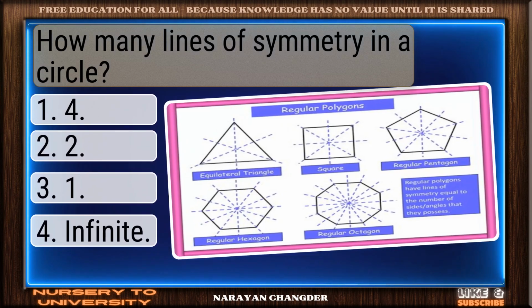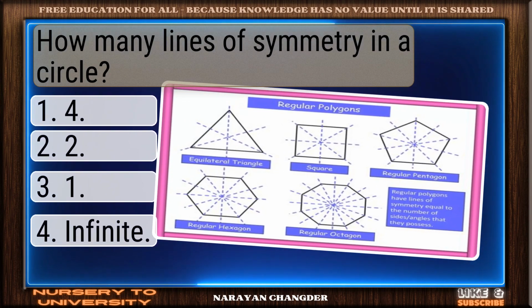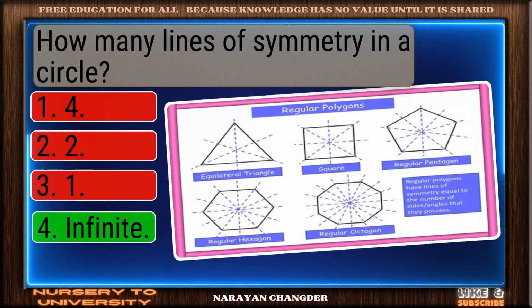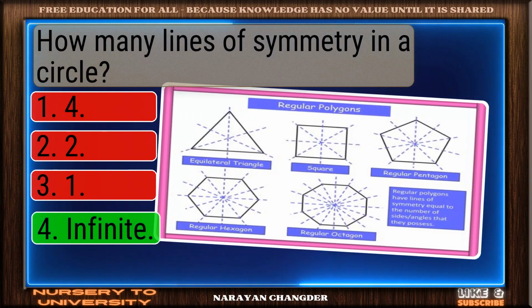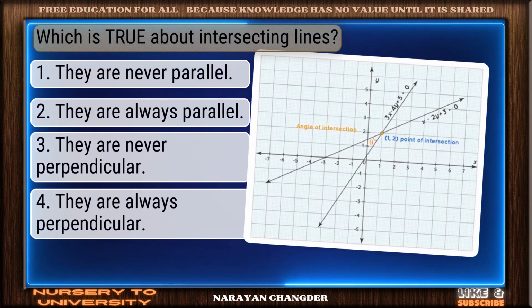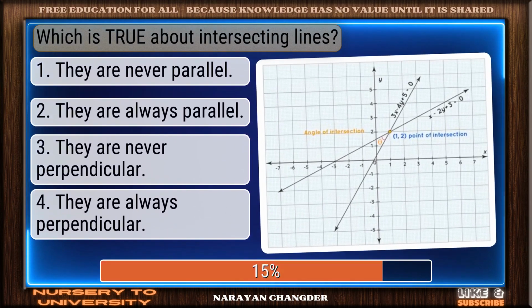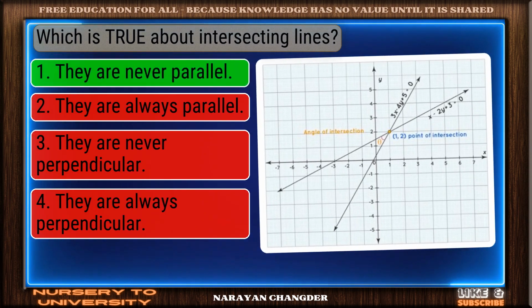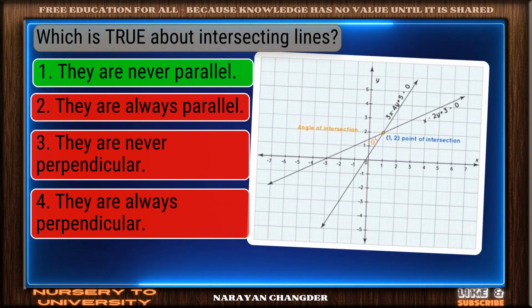Question number 243. How many lines of symmetry in a circle? You're right. Infinite is the correct answer. Question number 244. Which is true about intersecting lines? Right again. They are never parallel is a valid answer.